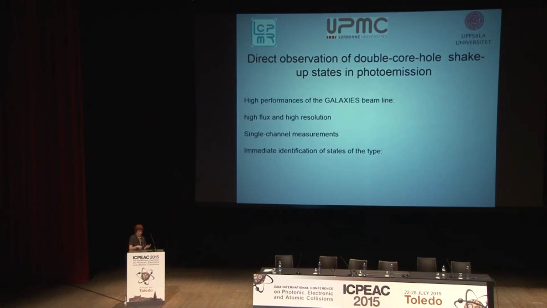So we had a beamline with high performance, high flux, and high resolution. So we tried single-channel measurements. The first example we studied was argon. And in argon, it's possible, by just traditional photoemission, to immediately identify states of this type, states with two core holes, argon 1s-1, 2p-1 np, and argon 1s-1, 2p-1 ns. So we could make a prediction for the position of these double core holes, let's call them super shake-up states, and those were relatively easy to locate.